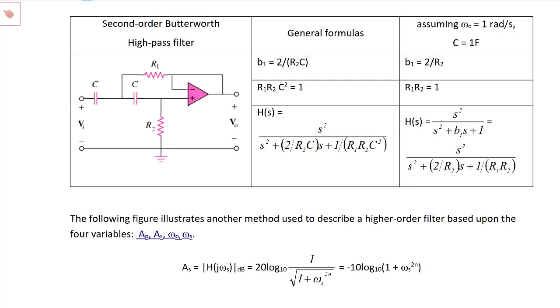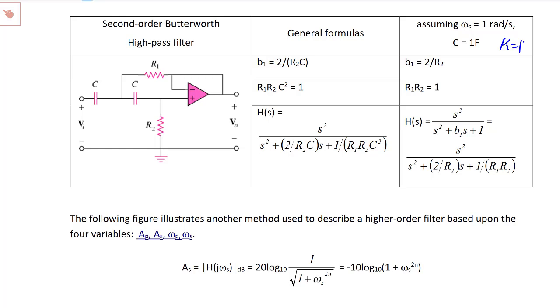The second order Butterworth high pass filter also has 2 capacitors and 2 resistors. So the general formulas are B1 is equal to 2 over R2C, R1 R2 C squared equals 1, and the transfer function is S squared over S squared plus 2 over R2C S plus 1 over R1 R2 C squared. If we assume omega c is 1 radian per second, C is 1 farad, and the gain K is equal to 1, B1 is equal to 2 over R2, R1 R2 is equal to 1, and the transfer function is S squared over S squared plus B1S plus 1, which equals S squared over S squared plus 2 over R2 S plus 1 over R1 R2.